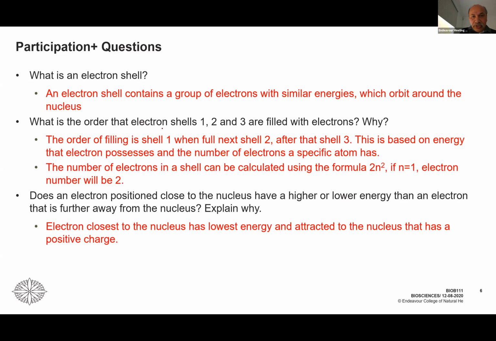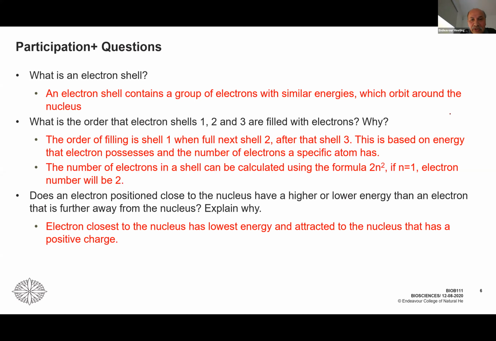What is the order that electron shells 1, 2, 3 are filled with electrons, and why? The order of filling is first 1, then 2, then 3. It is based on energy. Which one is going to have the highest energy? Shell 3. The lowest energy is attracted more towards the nucleus. The one with the highest energy is going to be farther away from the nucleus.